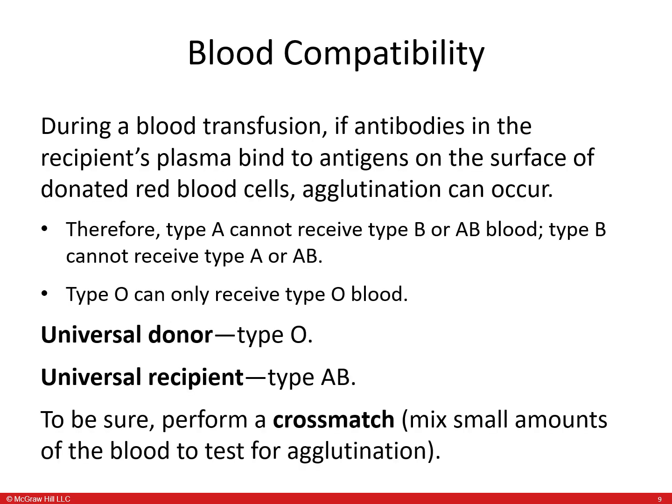For a transfusion, it is extremely crucial to know the blood type of the patient. And the reason for that is because if you give the wrong blood type, you can actually kill the patient. So an example here is type A. You cannot receive blood from type B or type AB. If you are type B, you cannot receive blood from type A or AB.